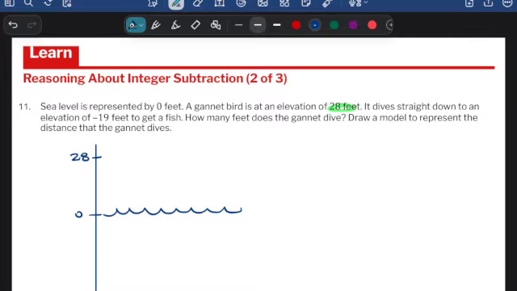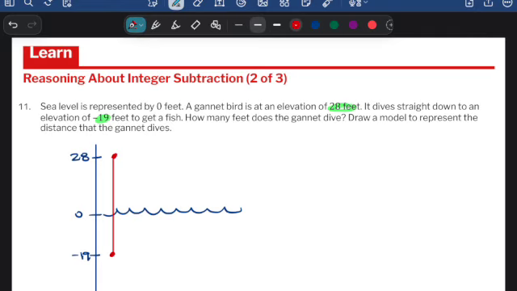It dives straight down to an elevation of negative 19. So this integer is negative. That means it's going to be below 0. So down to negative 19. Might not be to scale, I'm just estimating. How many feet does the gannet dive? So here's our vertical number line, and we need to find the distance from this point where it started to this point where it ended up. What is the distance between those 2 points on our number line?